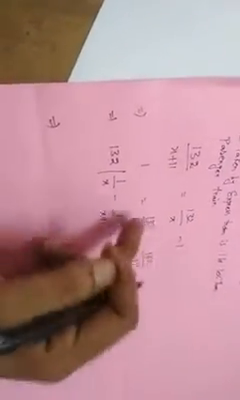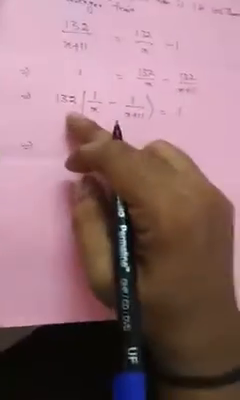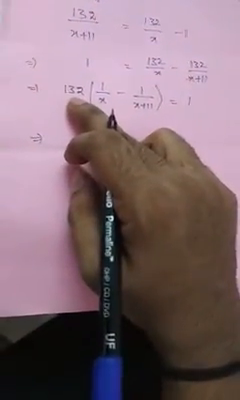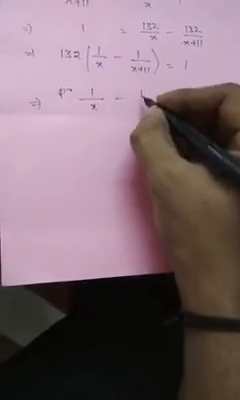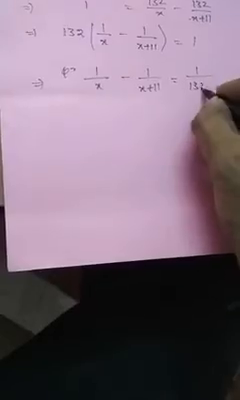Here you can do the calculation part as your methods, but what I am going to do here is simple methods. 132 dividing here, multiplying here. If you send this side, it will be divides. So 1 by x minus 1 by x plus 11 is equal to 1 by 132.